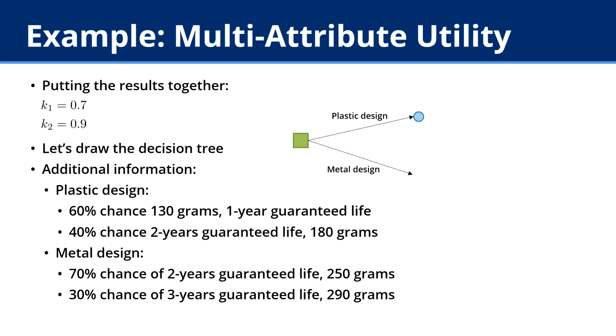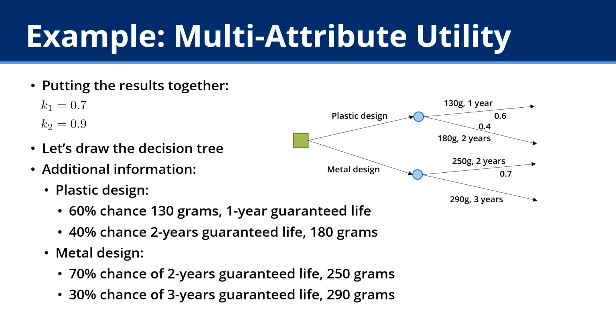If we go with the plastic design option, there's a 60% chance that it'll yield a 130 gram and 1 year guaranteed lifetime product. The other possibility is a 180 gram bicycle with a rated 2 years of guaranteed life, a 40% probability. If you opted for the metal design, the two potential outcomes are a 250 gram, 2 year design with 70% chance, and a 290 gram, 3 year design with 30% probability.